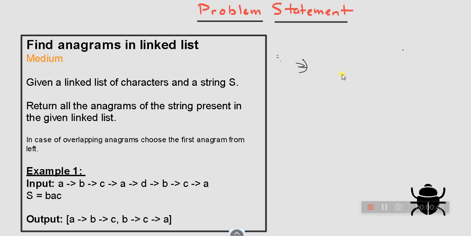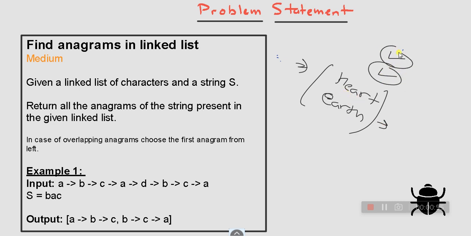I'm going to take two strings, that is heart and earth. Anagrams are those strings which have equal length, equal number of distinct characters, and equal frequency of each character. Here you can see that H is occurring one time, T one time, E one time, R one time, and A one time. So here we have five distinct characters, each with frequency 1, and the length of both strings is equal, which is 5.